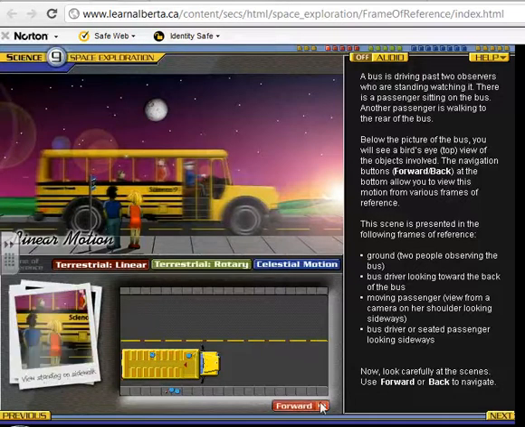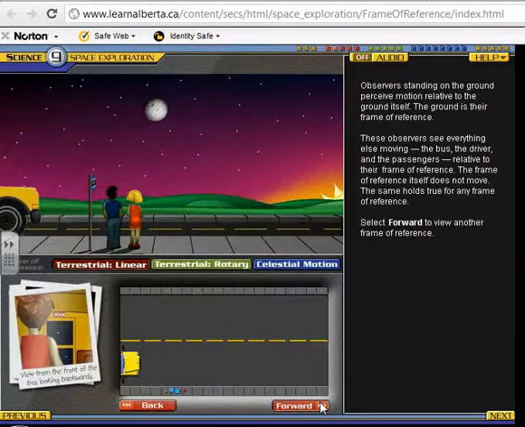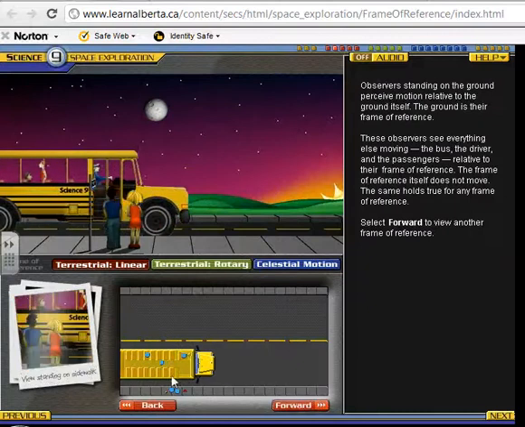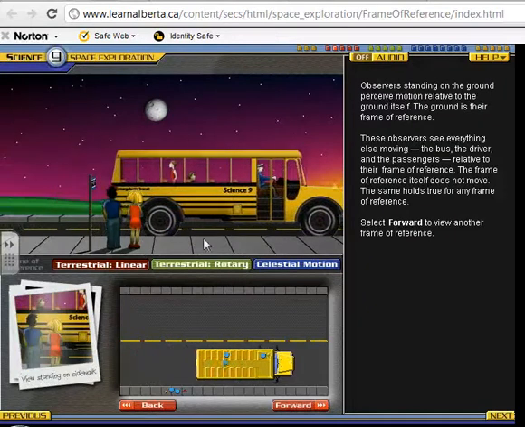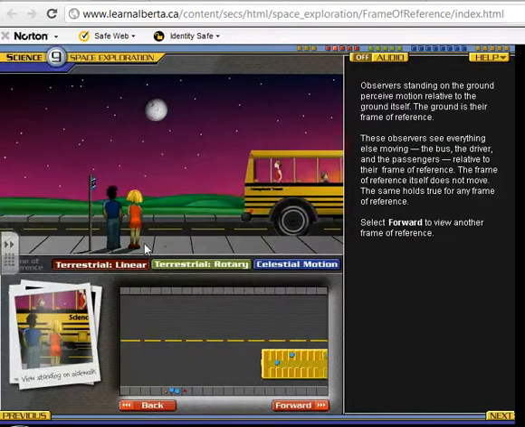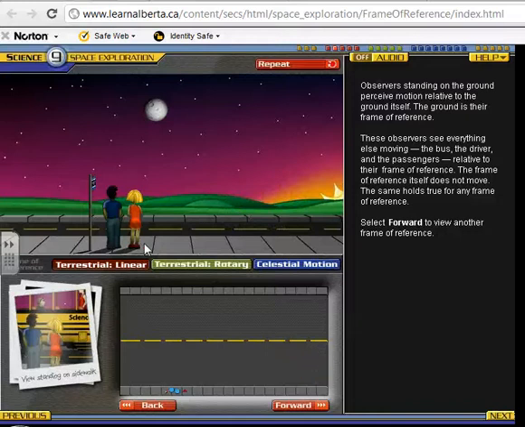So if we press forward, what we're doing is looking at this view from the point of view of the people standing on the sidewalk. So as we watch, we can see everything driving past us. This means we are using the ground as our frame of reference. We are looking at what is moving in relation to the sidewalk.